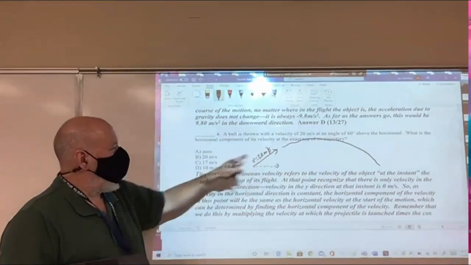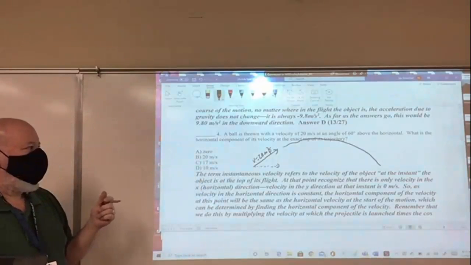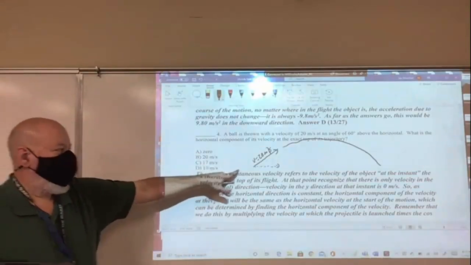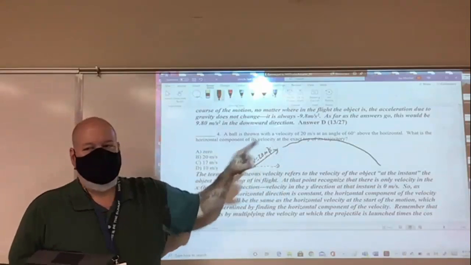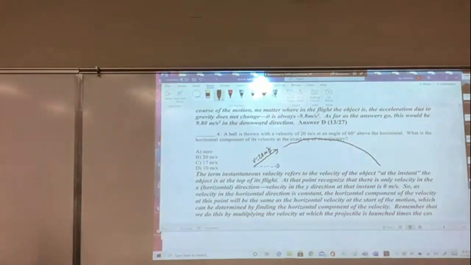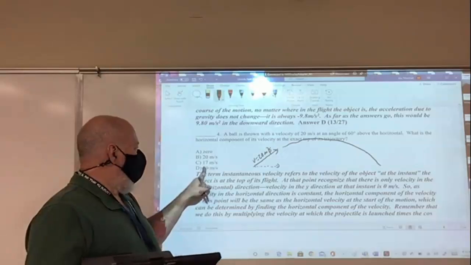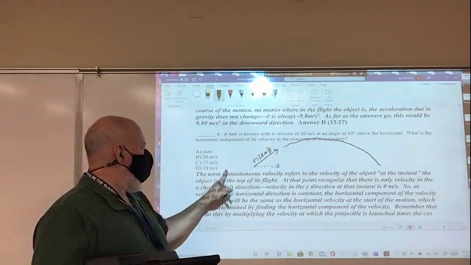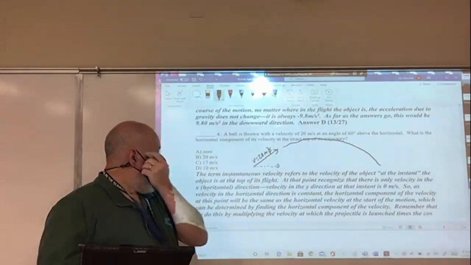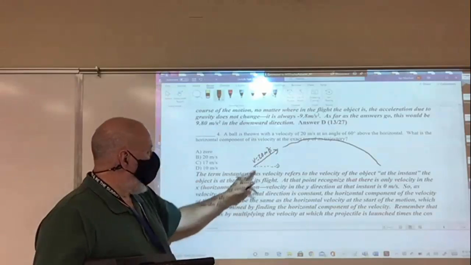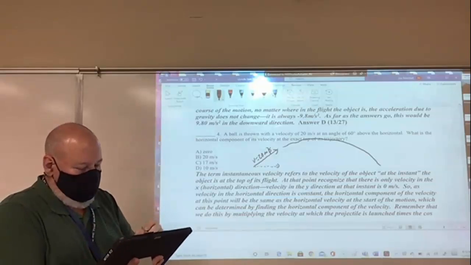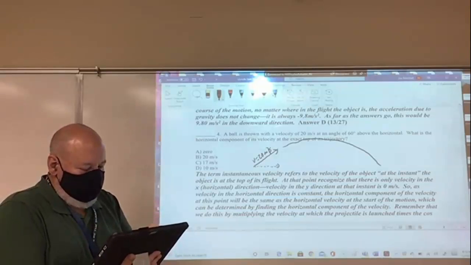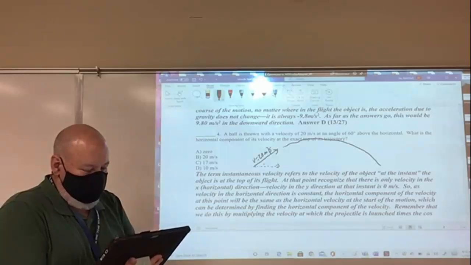So if you're eliminating answers and you still don't know how to do it, you at least know, well, it's not going 0. And you at least know, well, it's not going 20 meters per second. So you can eliminate A and B right away, right? But then you've got to think about what the horizontal velocity is going to be, and then you think, well, I'm going to have to use a trig function to figure that out real quick.